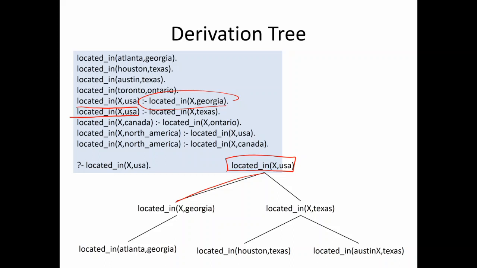And then we do find a fact. That's where you find X equals Atlanta. And then you backtrack and you try the second rule, located in X, Texas. And then you find two facts, which gives you Houston and then Austin.